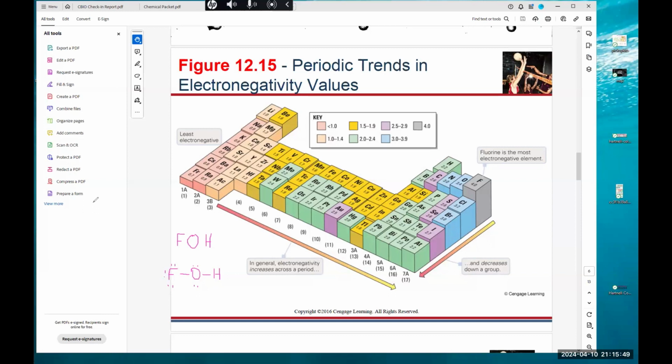Probably polar because fluorine has a really strong pull. That's right. So since fluorine has a strong pull, it's greater than 0.5. We know that it's going to be pulled in this direction. Okay. So we have a polar molecule.